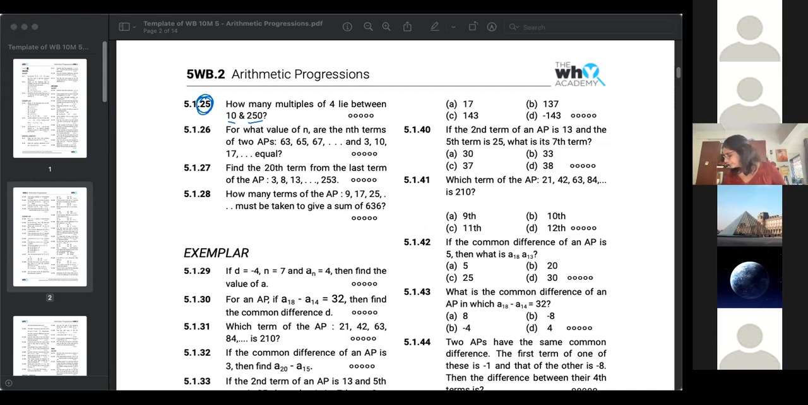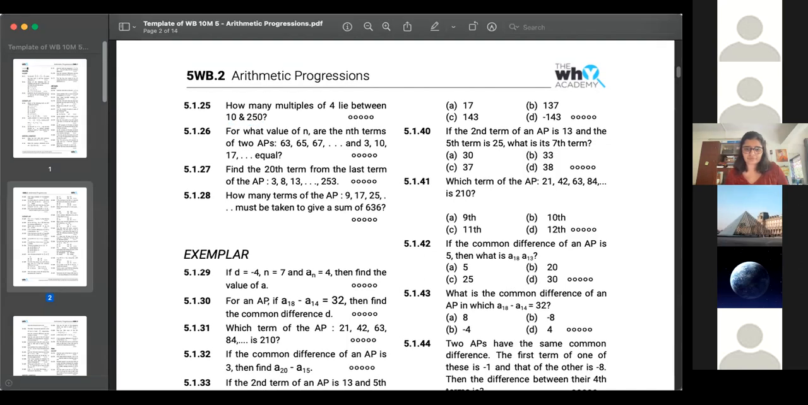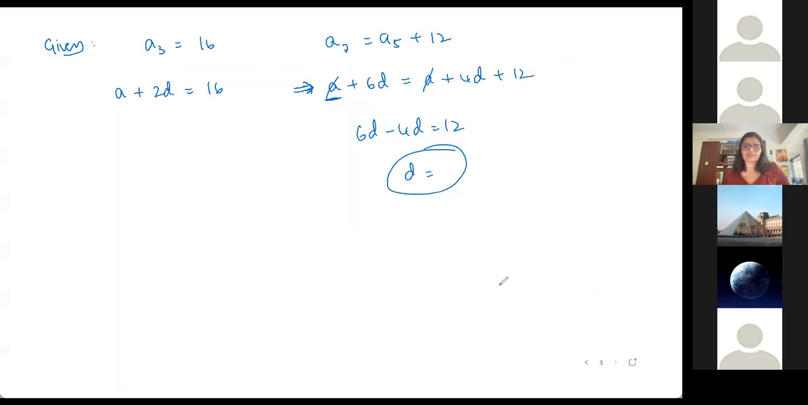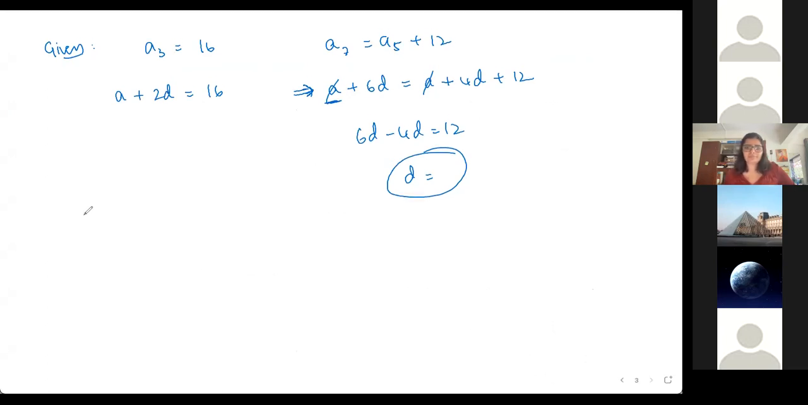Yeah, Anirban, what's up? One doubt in this question. Yes, tell me, what doubts do you have? Unable to understand. Okay, so I'll solve it on the board then. How many multiples of 4 lie between 10 and 250? Oh, Mansi got a slightly different answer. Let's see. Anyway, I'm solving it here.